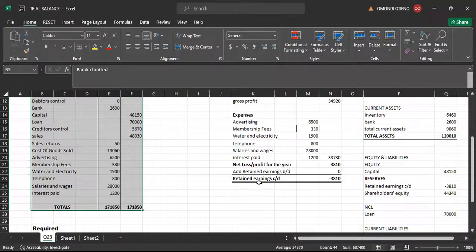Are we all getting these balancing figures?